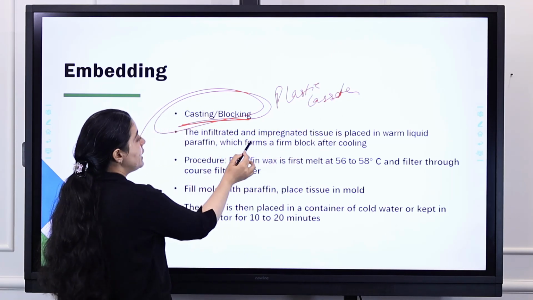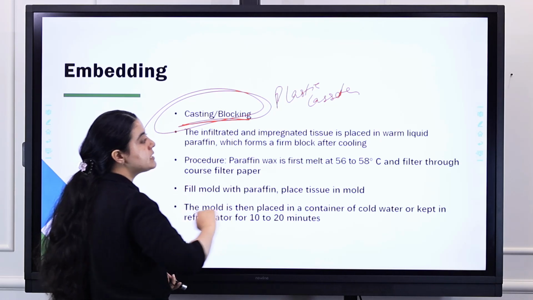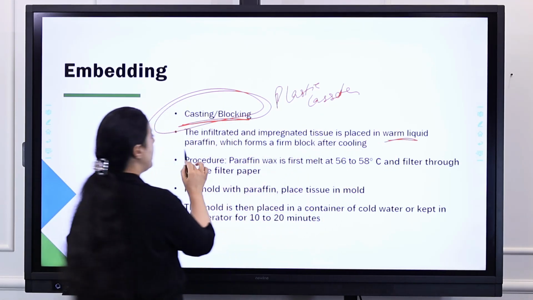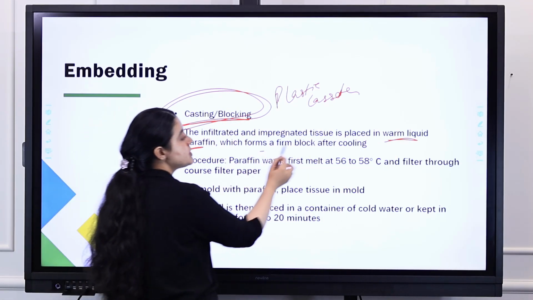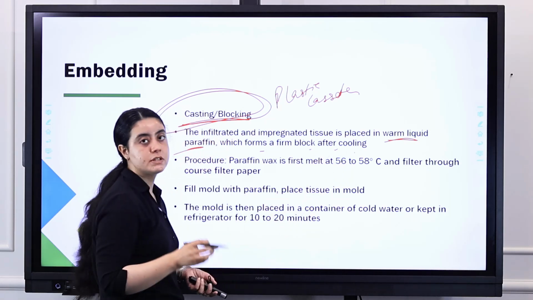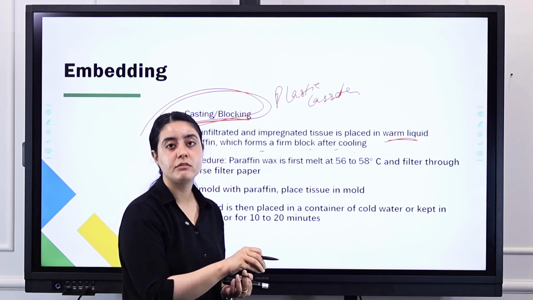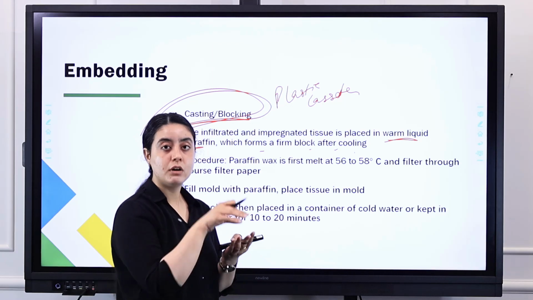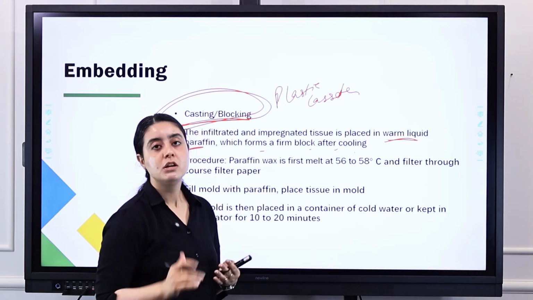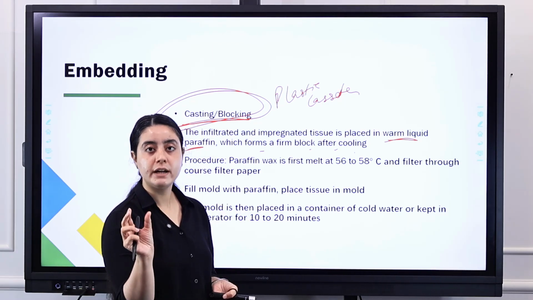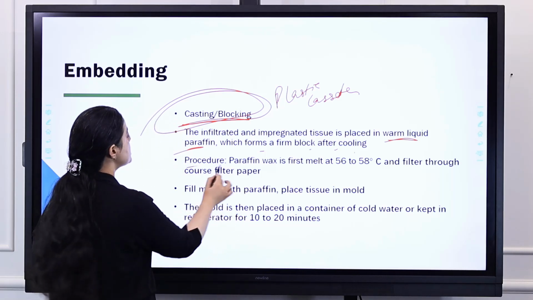So the infiltrated and impregnated tissue is placed in warm liquid paraffin, right? Which forms a firm block after cooling. Obviously, when we put our sample into the liquid paraffin, and when we remove it and allow it to cool, it will become a hard block, right? Then what is the procedure?